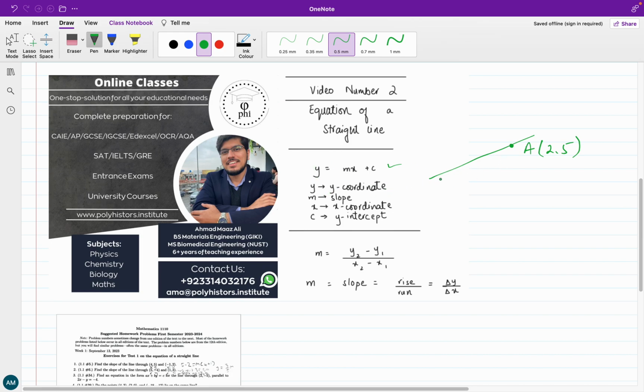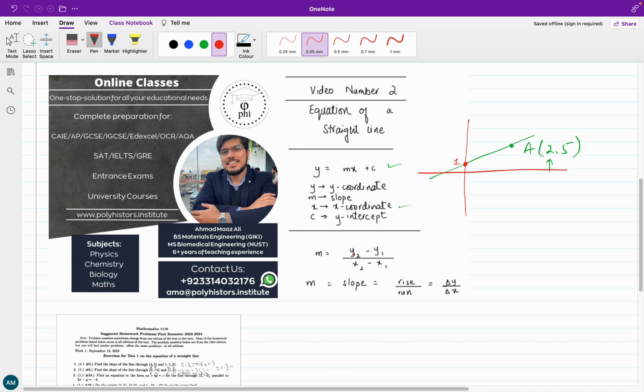M is the slope, the gradient. We learned how to calculate that. X is the x coordinate of the point which lies on the line, 2 in this case. And c is the y-intercept. Y-intercept is the point at which this line, this curve, crosses the y-axis. For example, if this is the line we're talking about, then this is the point which is the y-intercept. For example, it can be somewhere like 1. So the point on the y-axis where the graph cuts the y-axis is called the y-intercept.